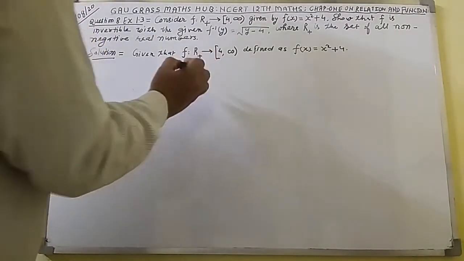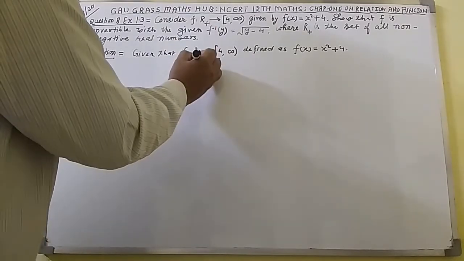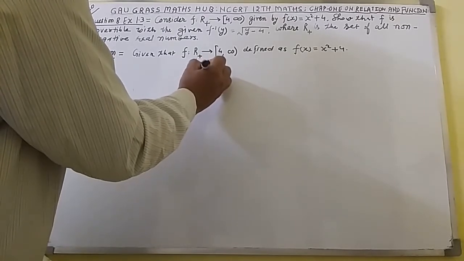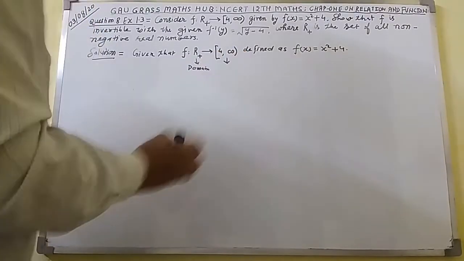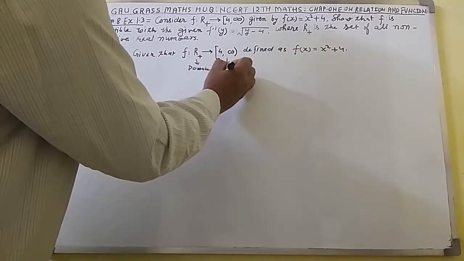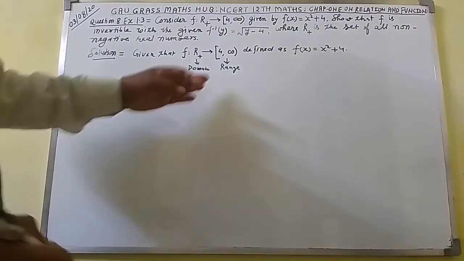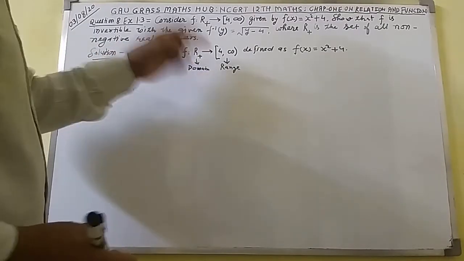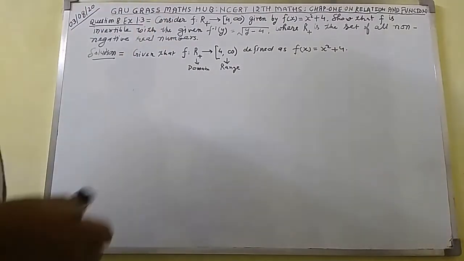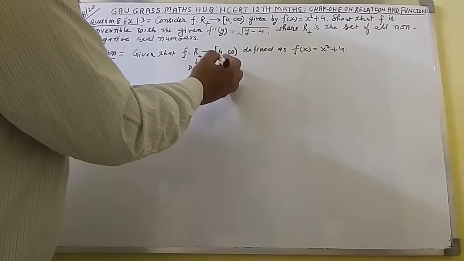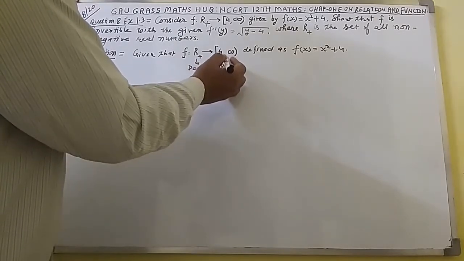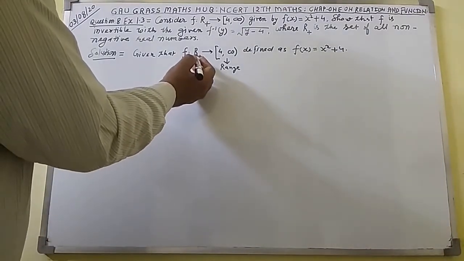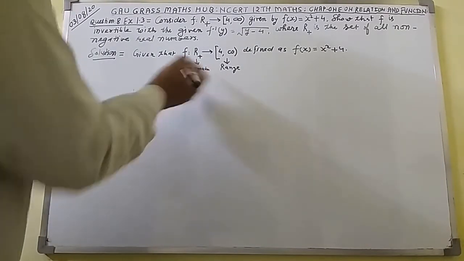In this question, you can see f is a function. This one is the domain, and this one here is the range. Why range? Because we take this function to be an invertible function. That's why the closed interval [4, ∞) will be the range, and R+ will be the domain.